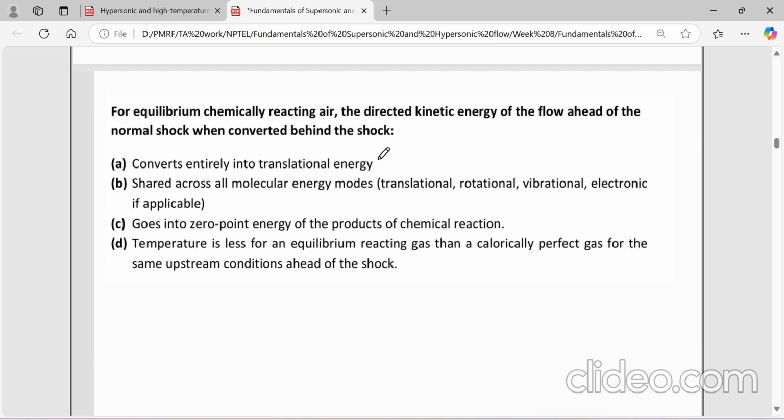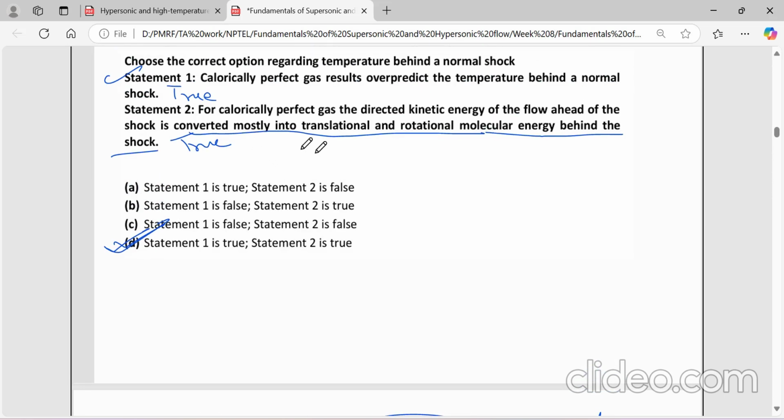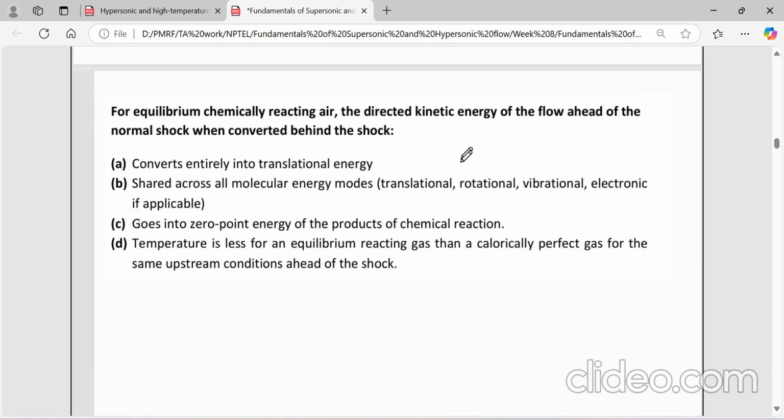Now we'll see the next problem. For equilibrium chemically reacting gas, the relative kinetic energy of the flow ahead of the normal shock is converted behind the shock. Before, in the previous problem, we already said that for a calorically perfect gas it is mostly converted into translational and rotational energy. But what happens in this one? First we'll see the four options; there can be multiple correct also. What happens here is that the energy is distributed in all modes of energy. So let's check the options.